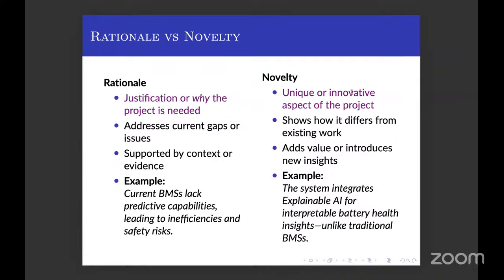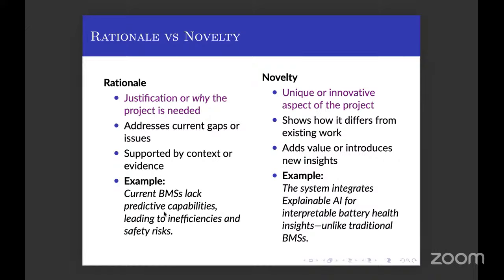Here you are talking about the societal problem, and here you are going to talk about the uniqueness, the technological aspect. So if there is a technology you are mentioning, it goes here, and here you are talking about the societal problem, supported by context or evidence, adding value or introducing new insight. So you can understand the difference.